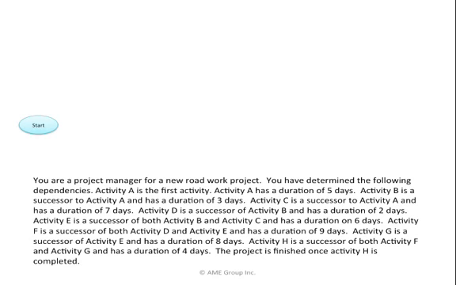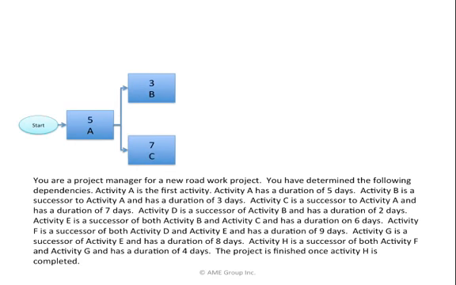I begin with start. The question says, Activity A is the first activity with a duration of 5 days. When I continue to skim the question, I see that both Activity B and Activity C are successors to Activity A, and I fill in their durations. Activity D is a successor to Activity B with a duration of 2 days. Activity E is a successor to both B and C with a duration of 6 days.